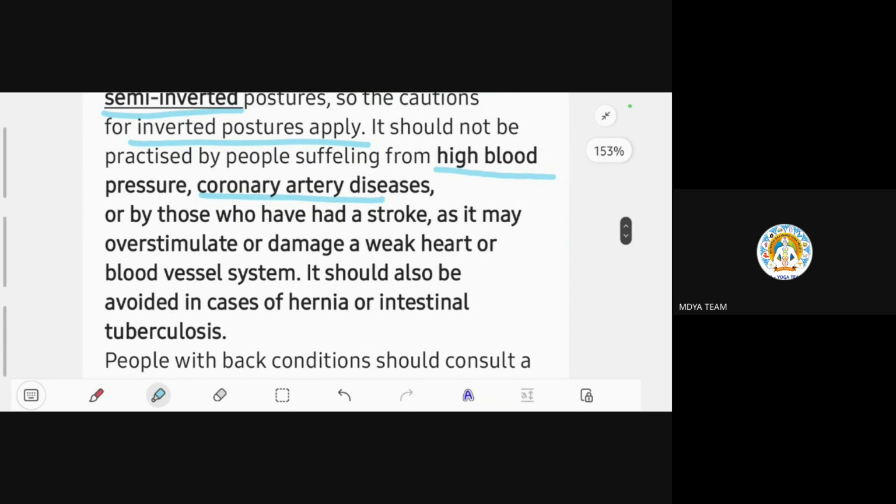By those who have had a stroke, it may overstimulate or damage a weak heart or blood vessel system. Yes, it definitely will. We have already studied in the anatomy classes how important the heart is and how delicate its veins and arteries are, especially the coronary artery supply.